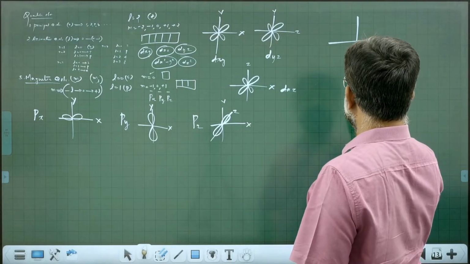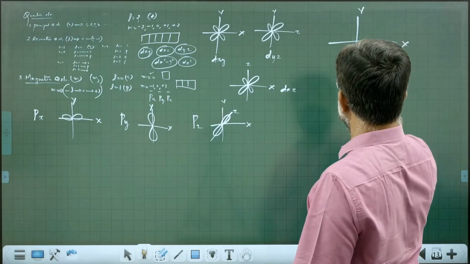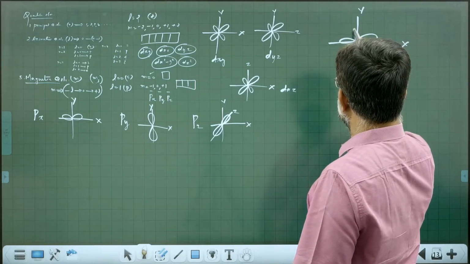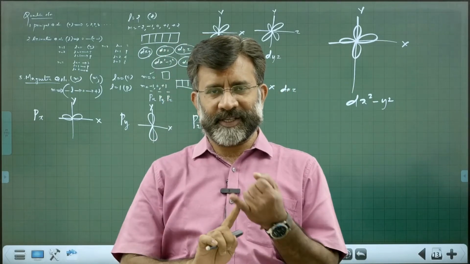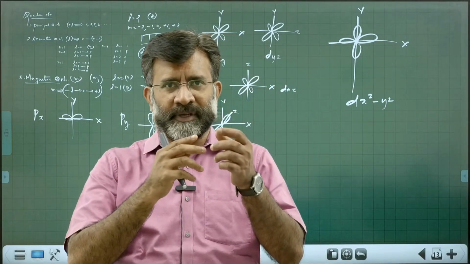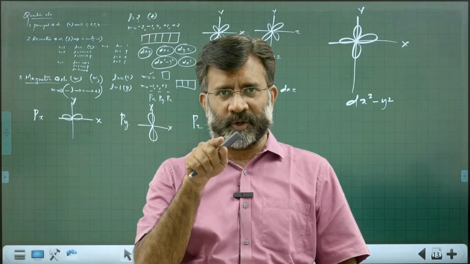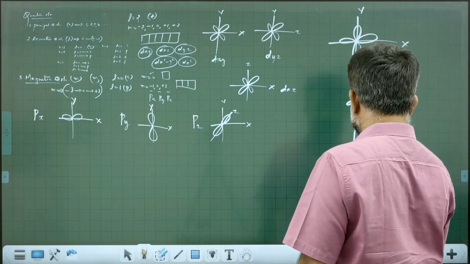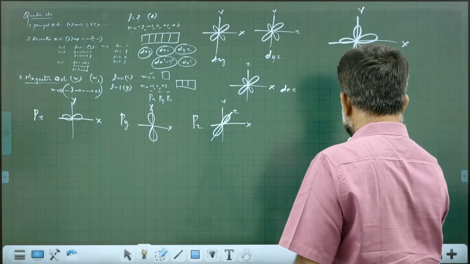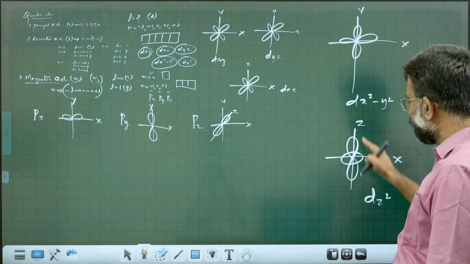And dx square minus y square, there is a slight difference. Dx square minus y square, the lobes are along the axis. dxy, dyz, dxz, the lobes are bisecting the axis. Dx square minus y square, the lobes are along the axis. Similarly, dz square, two lobes and a ring, that is entirely different.